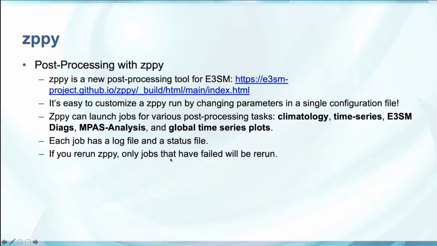So if there's any failures, you can rerun zppy on the same config file, and it will just rerun the jobs that previously failed. So you can fix them, and it will know what to rerun based on those status files. So it doesn't waste time recomputing things that already worked. Next slide, please.